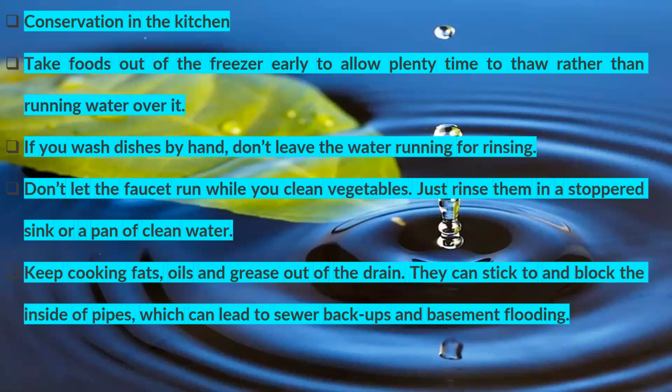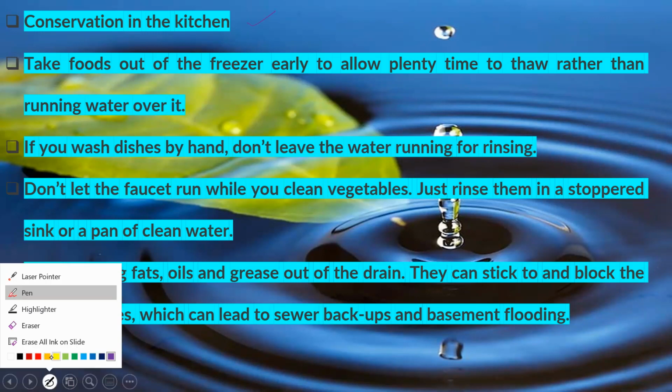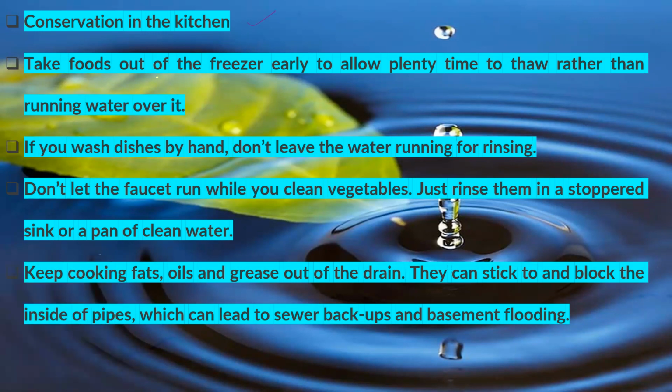Next, conservation in the kitchen. Very important point. When you are in the kitchen, you should be very cautious about water use. Take foods out of the freezer early to allow plenty of time to thaw rather than running water over it. There are people who just take out the vegetables and meat or whatever from the refrigerator and pour a lot of water on it to bring it back to room temperature. To avoid this, you can take it out a little early, keep it for some time at room temperature and allow it to thaw, right?